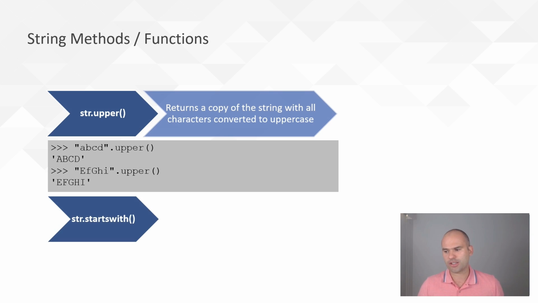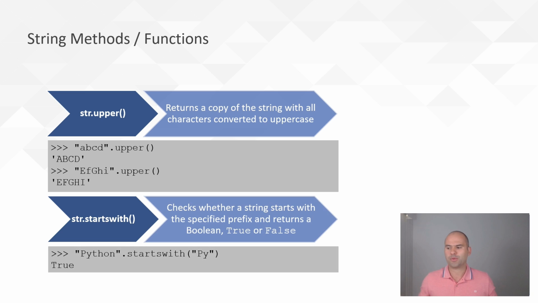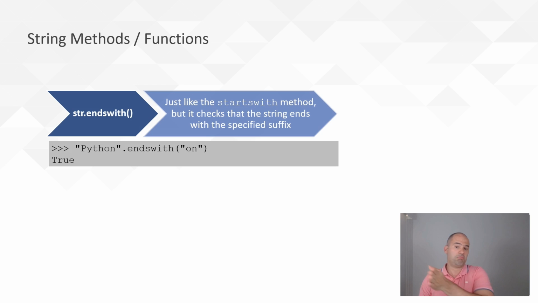Next we got startswith, and this is a good one. You can basically check, and this will return true or false, if a string starts with a particular character or a particular sequence of characters. So we could have gone Python.startswith capital P, that would have been true, capital P, small y, that would have been true. Python.startswith K would have been false. Endswith works the same way as startswith, just checking the last character or the last sequence of characters. You can do Python.endswith 1. That's going to be true.